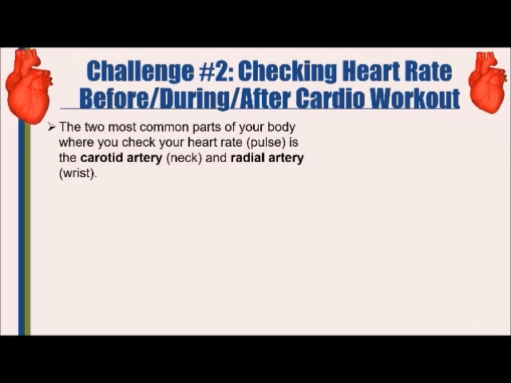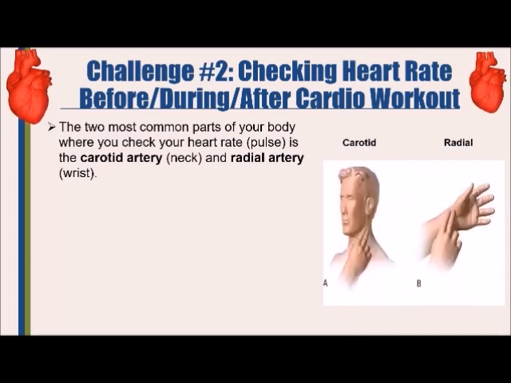Now, the two most common parts of your body where you check your heart rate or your pulse are the carotid artery, which is in your neck, and the radial artery, which is your wrist. As you can see in the picture right here, you can check your pulse at your carotid artery, which is your neck, and your radial artery, which is your wrist, your choice. Sometimes it's easier to find the pulse in the carotid or radial artery, so check the one that is much better for you. When checking your pulse, make sure that you use your two fingers and you gently touch the carotid artery or the radial artery. Do not push too hard.